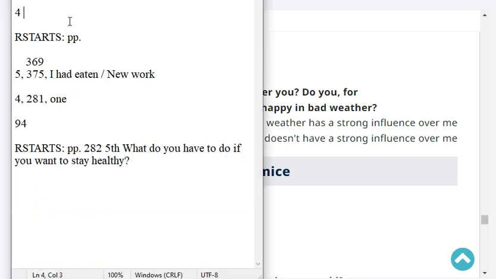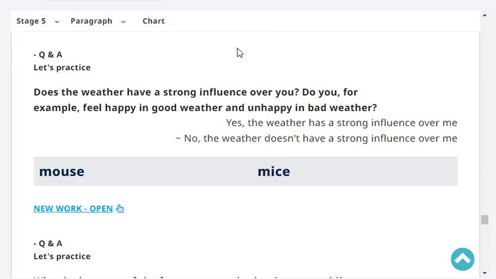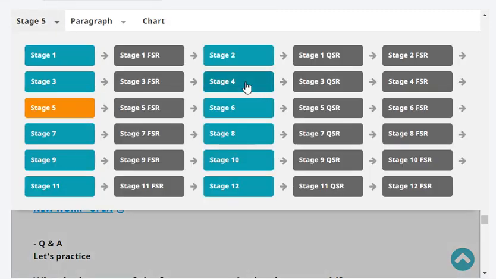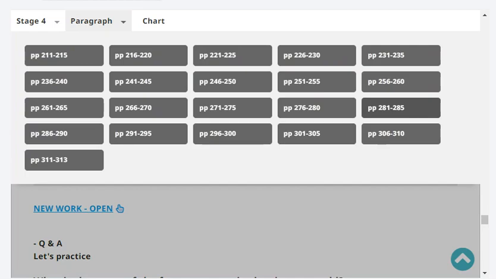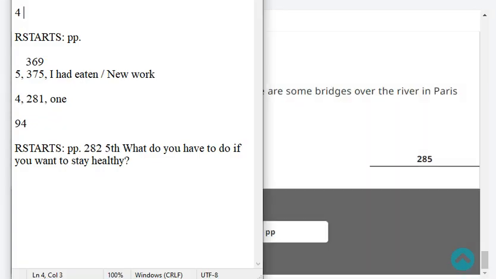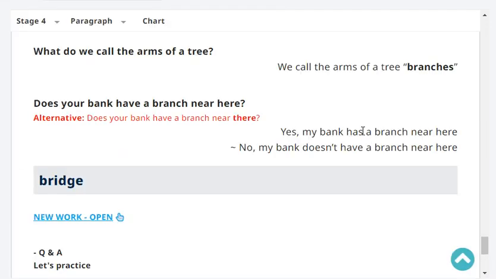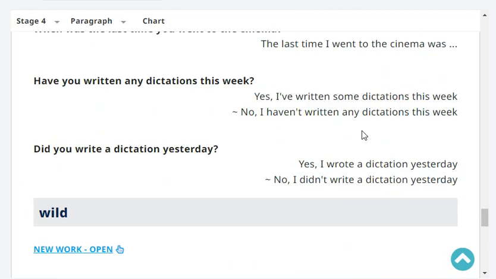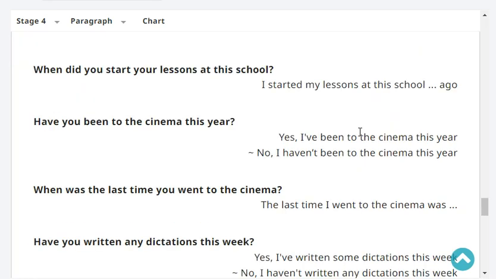Okay, so our reading is at stage 4, page 281. Last headword was one. Okay, please start at page 282. Fifth question. What do you have to do if you want to stay healthy?